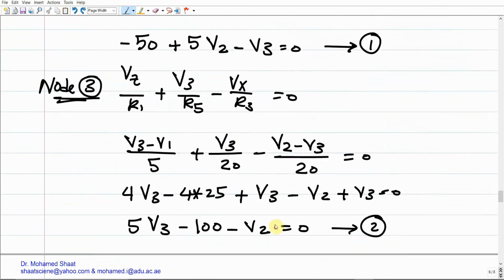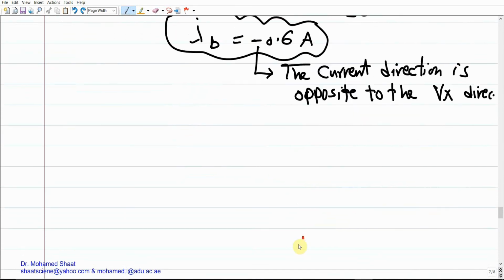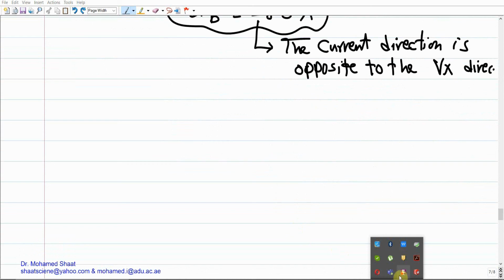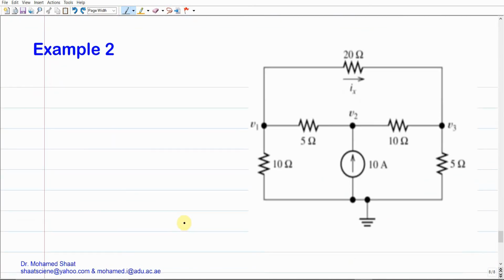So the procedure is very simple, but it requires some practice. Make sense? Now let us move to another example here, which is example 2, which is very similar. For this electrical circuit, let us assume that it is required to find Ix. How much is Ix, which is the current over this electrical element? Make sense? So the procedure is still the same.